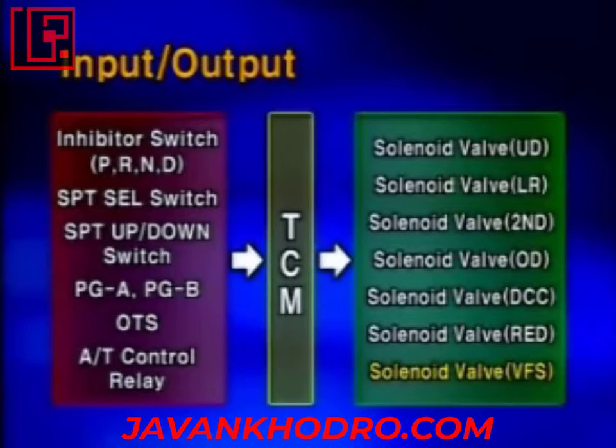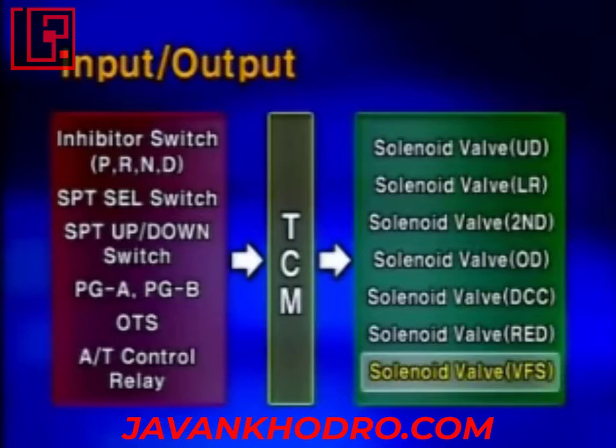Look at the input-output elements. The difference from the conventional automatic transaxle is that the VFS valve for varying the line pressure is added to the output element.